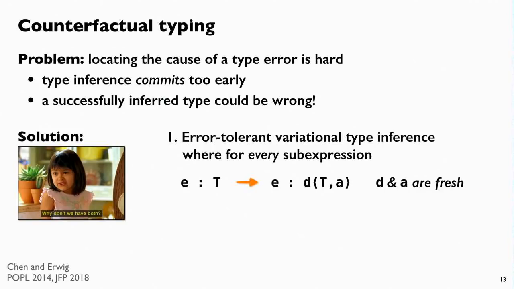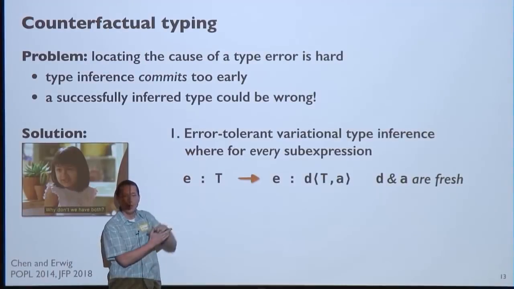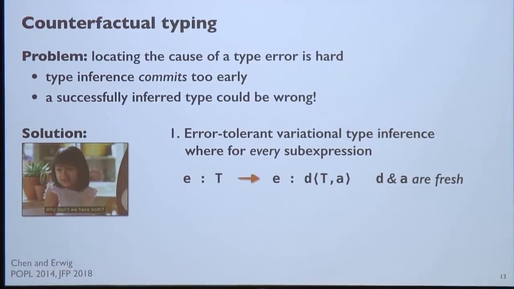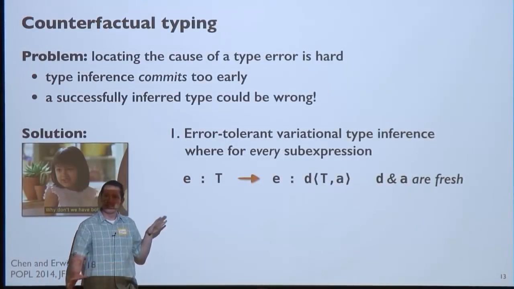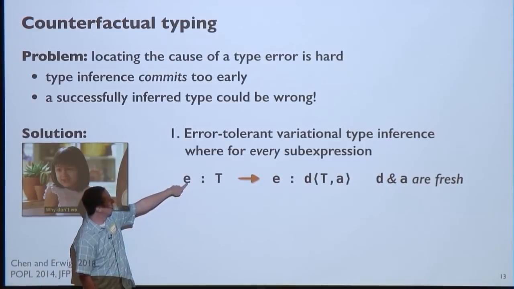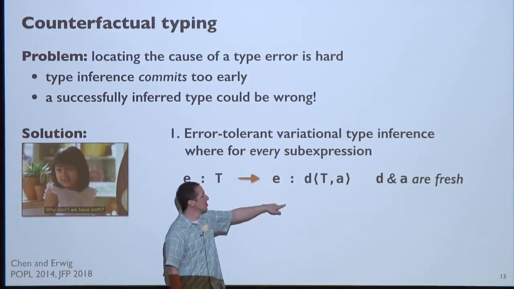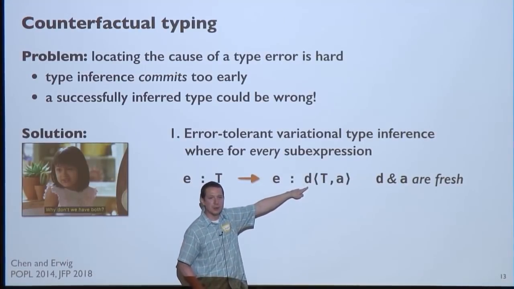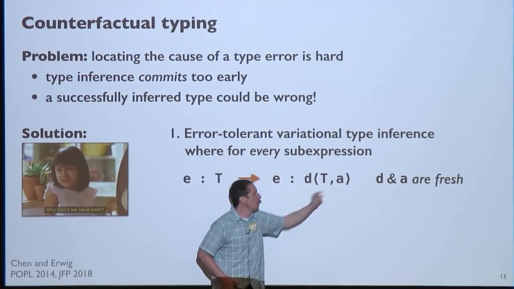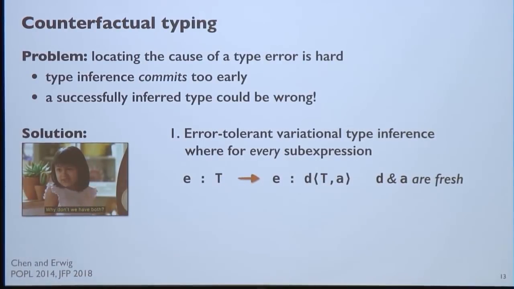So the way counterfactual typing works is that we basically perform variational type inference. Error tolerant here means that if one particular branch of type inference fails, we don't fail the whole process. This is important because we're dealing with a program with type errors in it. But for every single sub-expression in our program, when we infer a type t for the sub-expression e, we instead introduce a choice type here. So we say e is a choice in some dimension d, that's either the type that we inferred, or it's a fresh type variable. So the dimension is fresh, and the type variable is fresh. And we do this everywhere.